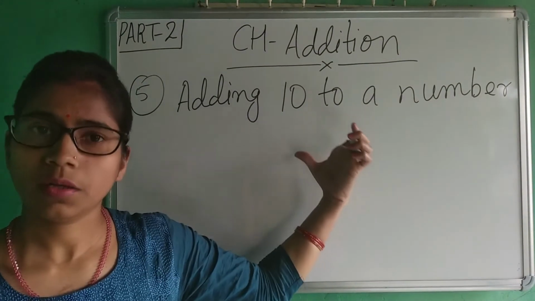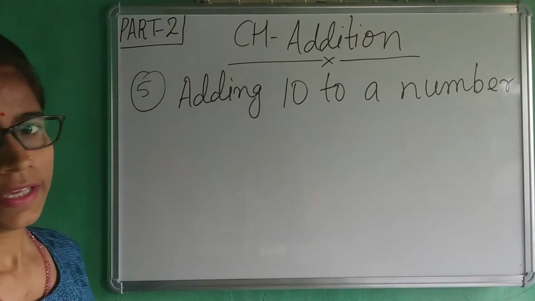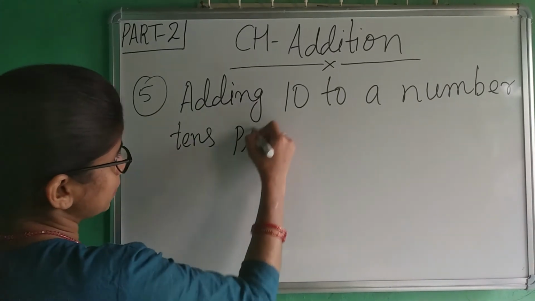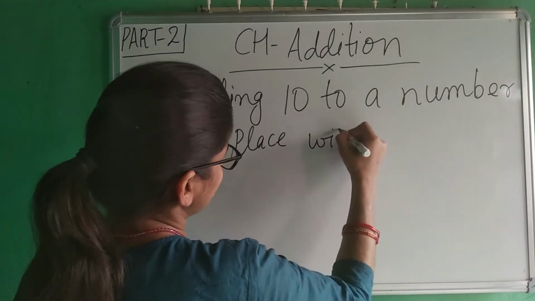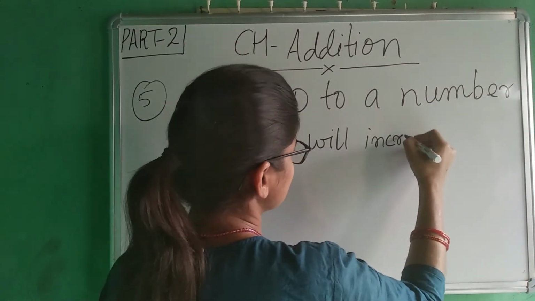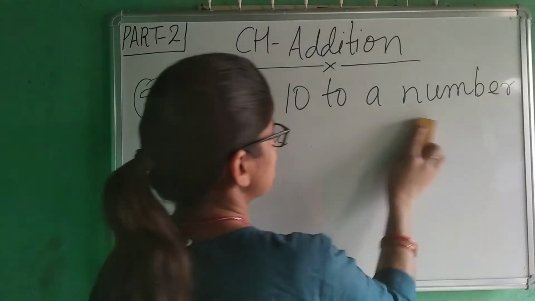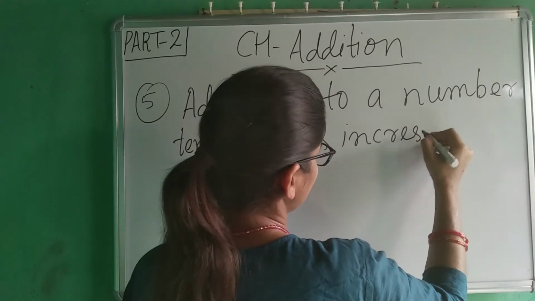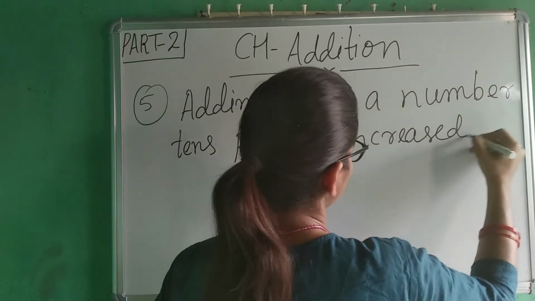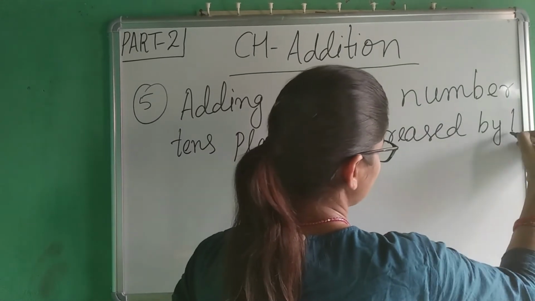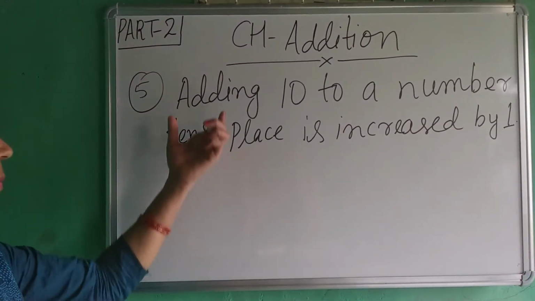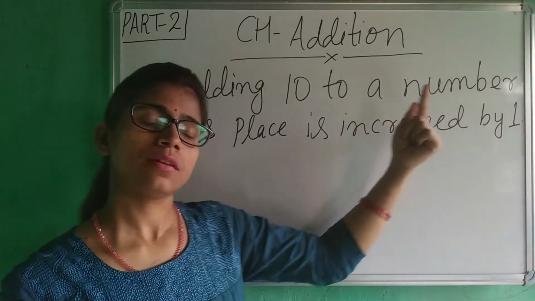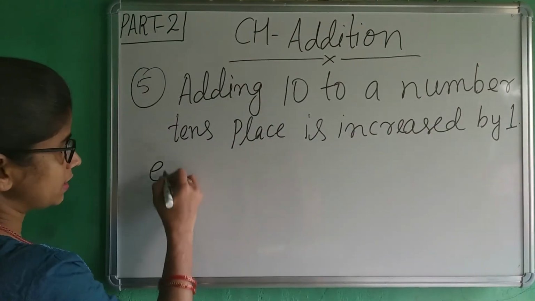When you add 10 to a number, your tens place will increase by 1. Tens place is increased by 1. This is your property. The property is saying when you add 10 to a number, your tens place will increase by 1. How? Let's take one example.